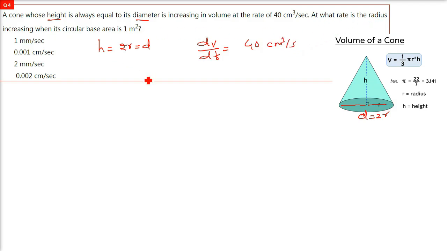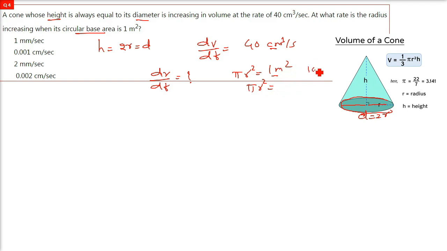At what rate is the radius increasing? So dr by dt has to be computed, when its circular base area is 1 meter square. Circular base area is pi r square in this case. So pi r square is 1 meter square. So we have centimeter and meter, so either convert 40 centimeter cube into meter cube or this 1 meter square as centimeter square.